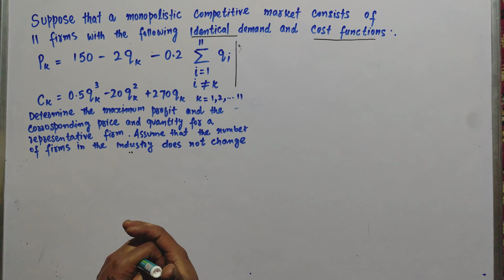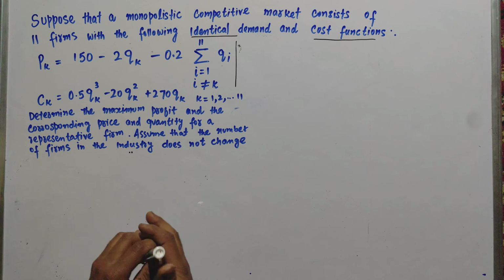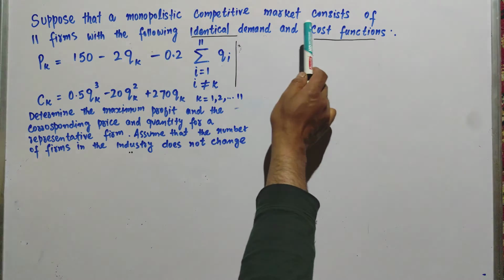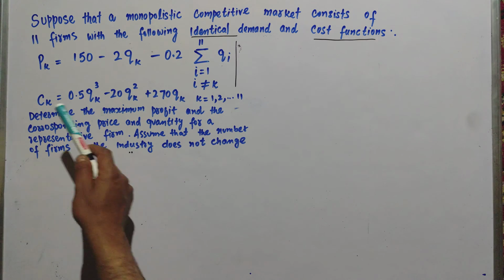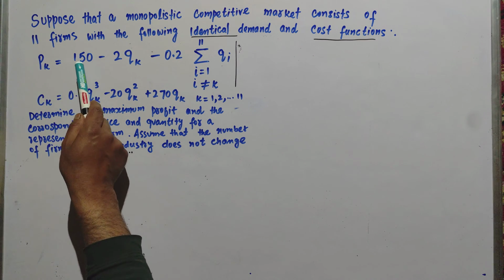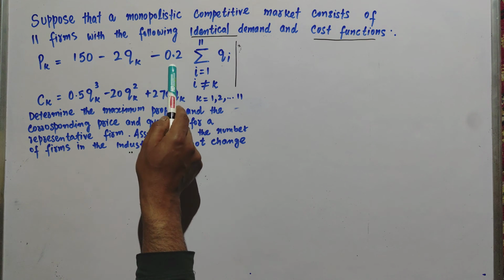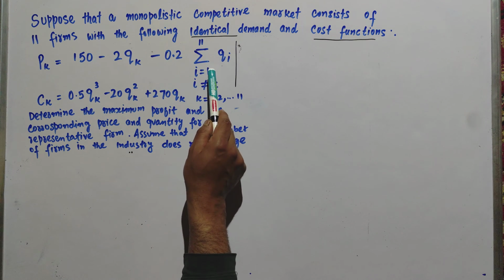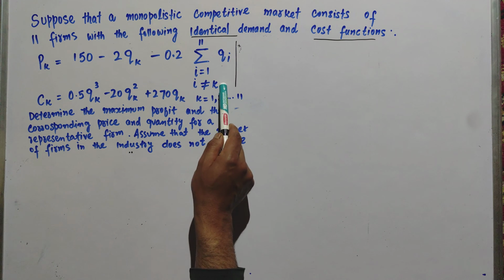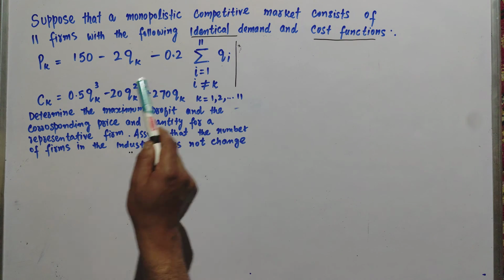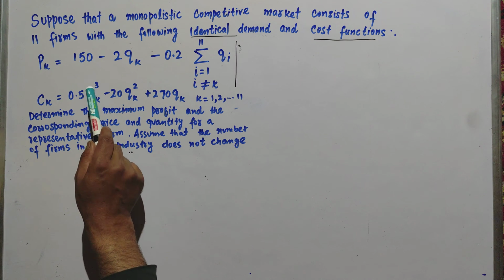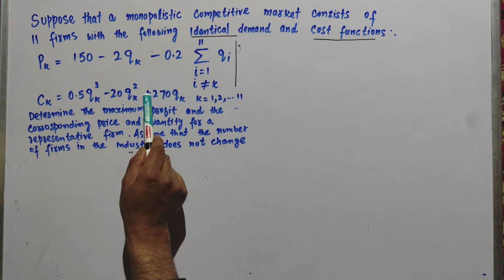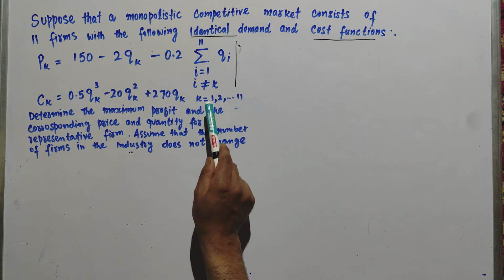In this video, we will solve a problem on profit maximization in case of monopolistic competition. The question is, suppose that a monopolistic competitive market consists of 11 firms with the following identical demand and cost functions. That is, P_K is equal to 150 minus 2 Q_K minus 0.2 times the summation of Q_I, for I equal to 1 up to 11, I not equal to K. And C_K is equal to 0.5 Q_K cubed minus 20 Q_K squared plus 270 Q_K, K equal to 1 up to 11.